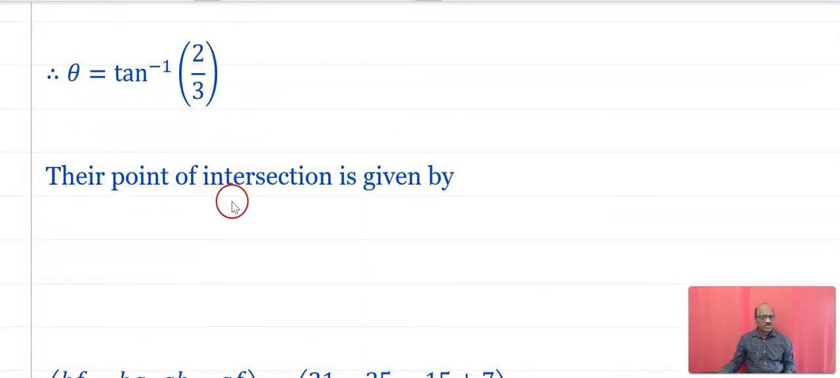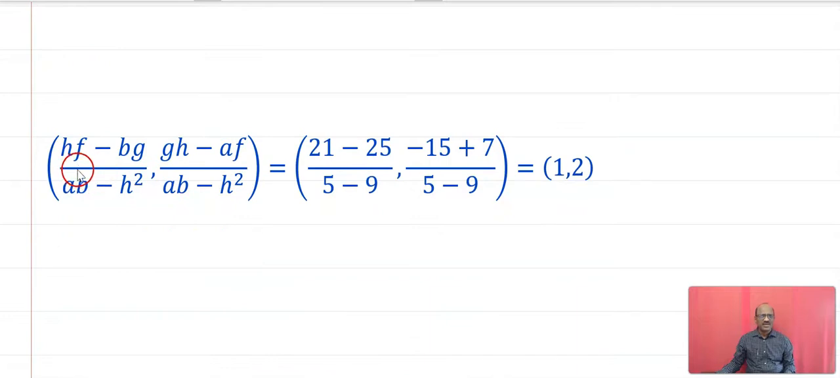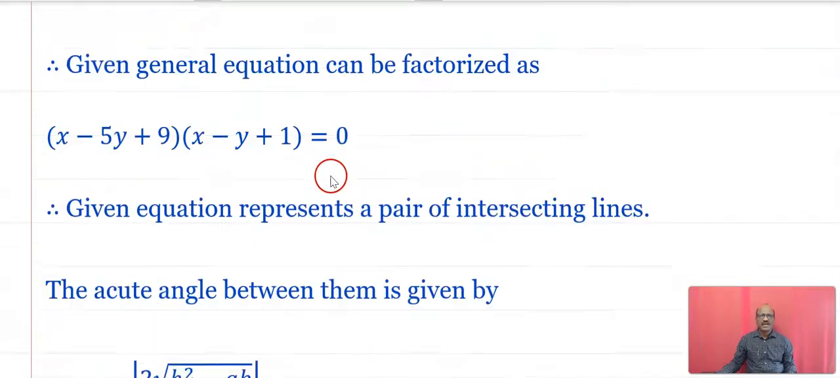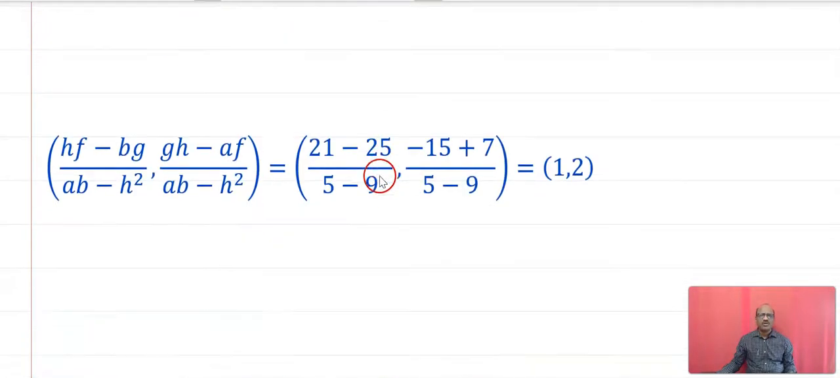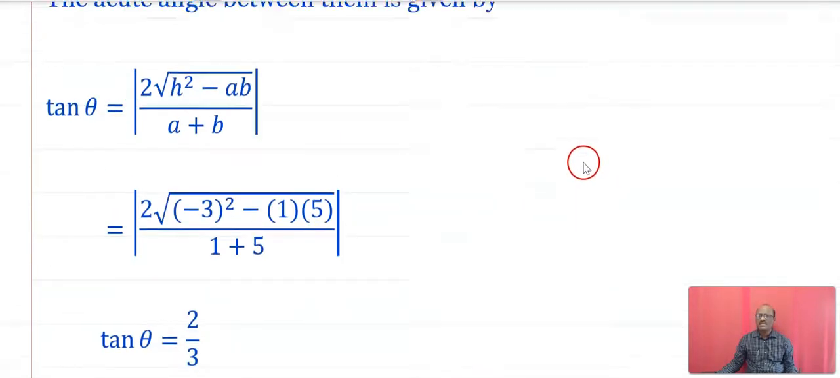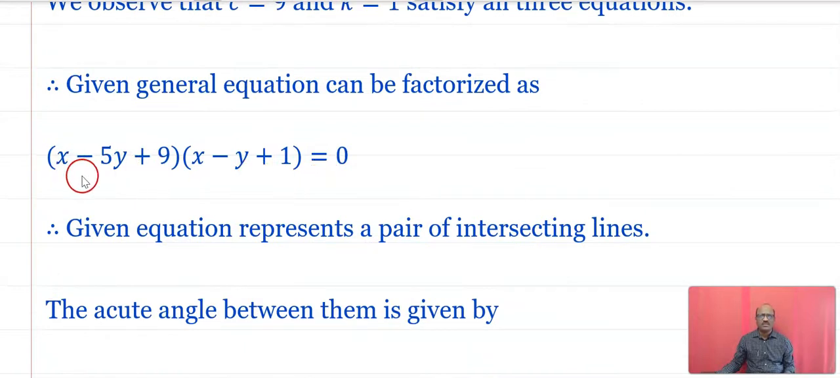Their point of intersection is given by a formula. You can substitute the values of hf - bg, and ab - h², and after the calculations from this expression, you take the values of a, b, c, f, g and h. Then you will get their point of intersection by using this formula. Also, instead of remembering that complicated formula, you can solve these two equations simultaneously.